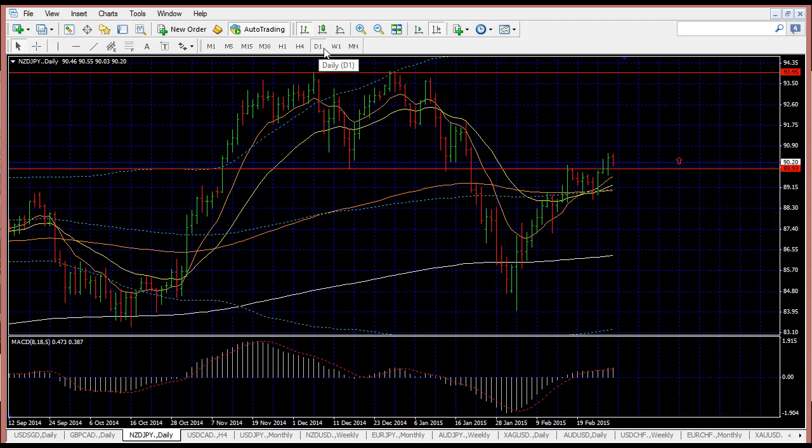This is the daily time frame, right? I'll be looking to buy on the lower time frames for a pretty quick trade, to get profit along the way as well. Alright, so this is the analysis for the New Zealand yen.